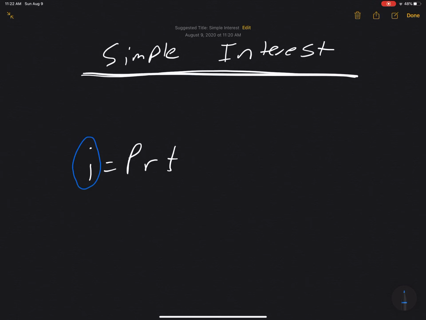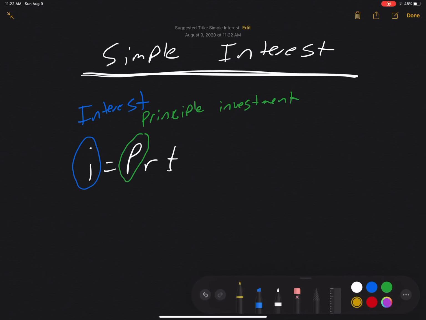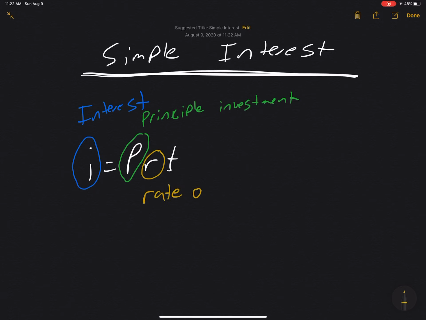Your interest is equal to your principal investment, or the original money that you put in, multiplied by the rate at which you are investing, 2%, 3%, the rate of investment, both multiplied by the time that you leave the investment in years.